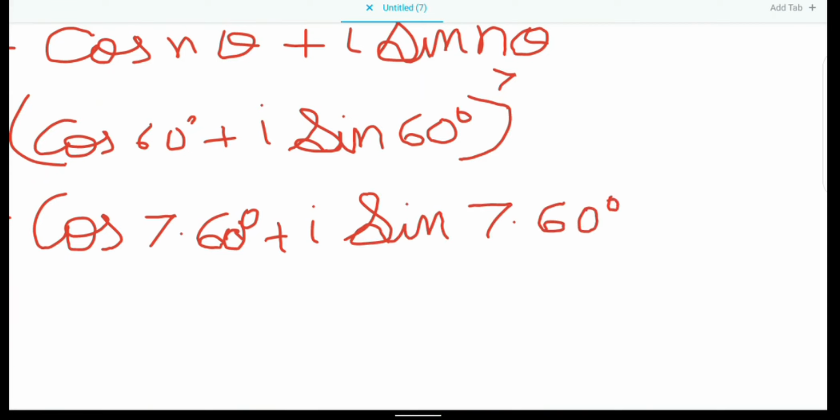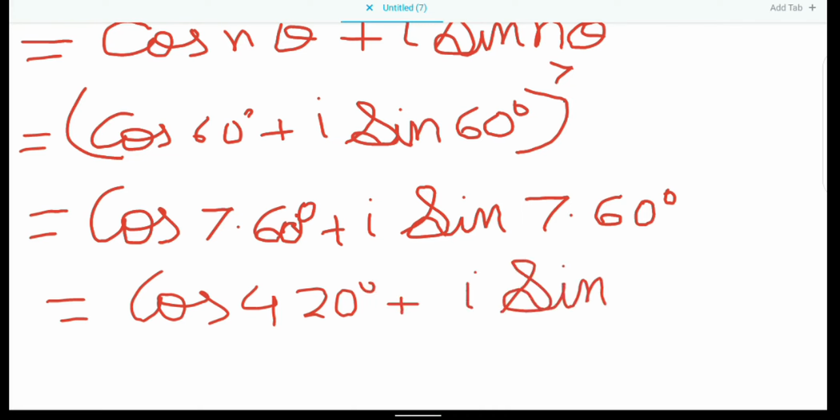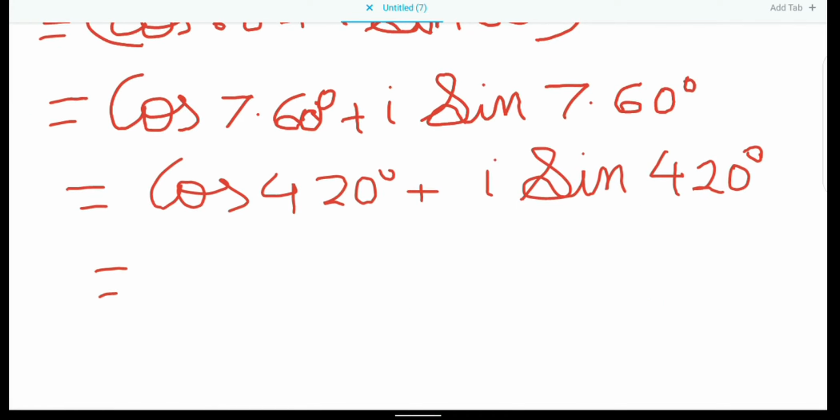Of course, we know that 7 times 60 is 420 degrees, and that is cos 420 degrees + i sin 420 degrees. Cos 420 degrees is equal to 1/2, and sin 420 degrees is the same as sin 60 degrees, that is equal to √3/2, and we are done.